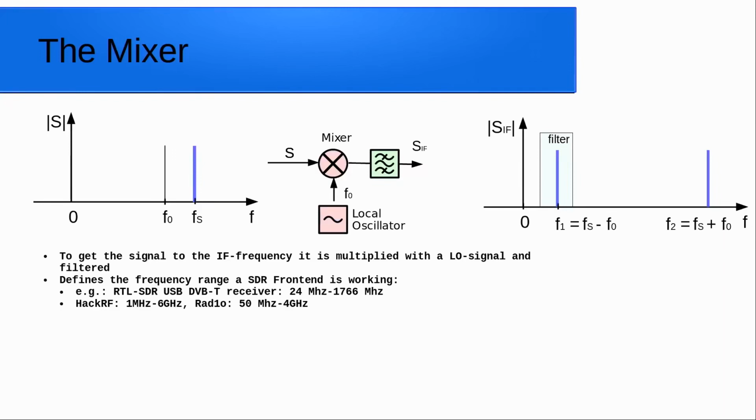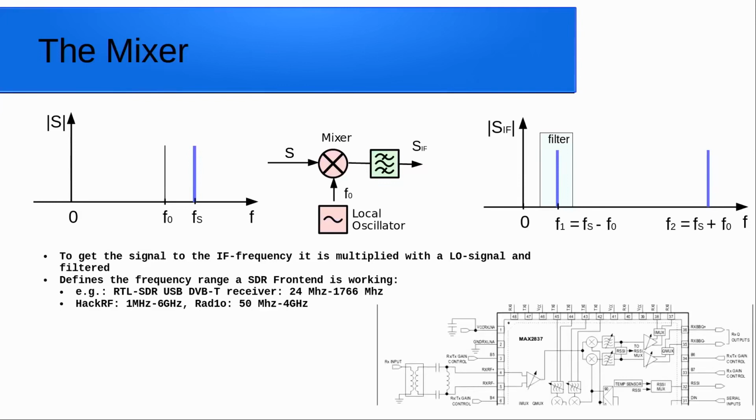Then there is the HackRF, which is also an often used SDR front end, and works from 1 megahertz up to 6 gigahertz. And the radio badge from the CCC camp 2015 works from 50 megahertz up to 4 gigahertz. As I said, the mixer here is a bit simplified. Here is, for example, the mixer chipset of the HackRF. Here you can see the IQ mixing part.